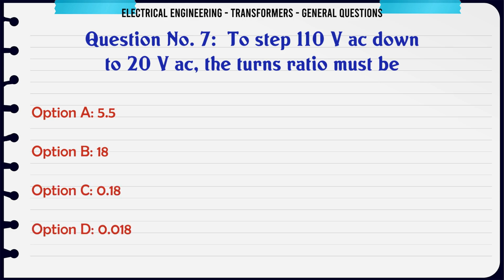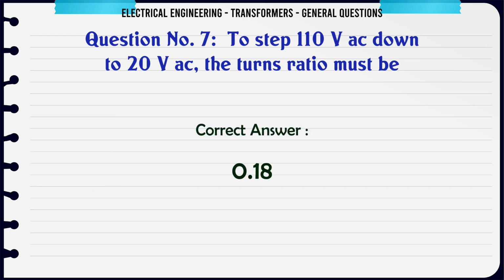To step 110 VAC down to 20 VAC, the turns ratio must be A. 5.5, B. 18, C. 0.18, D. 0.018. The correct answer is 0.18.